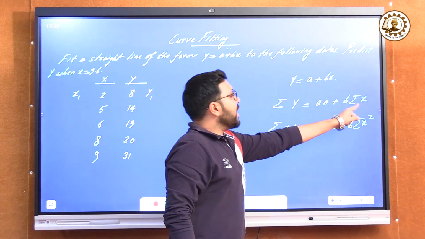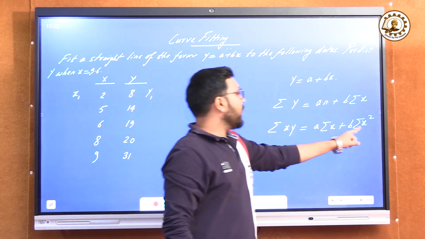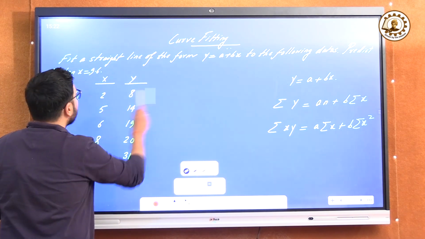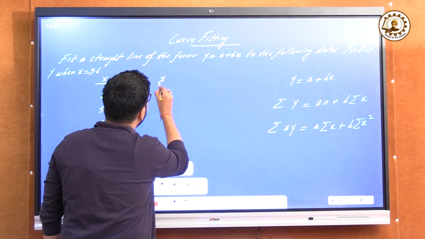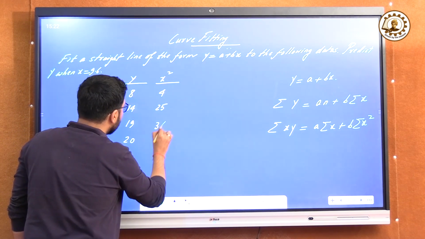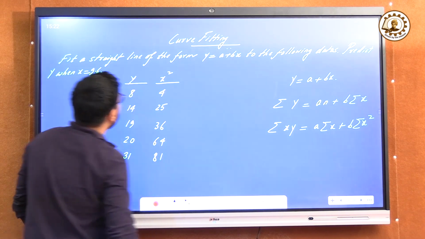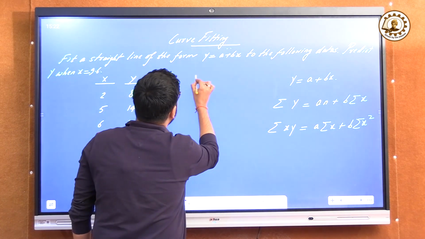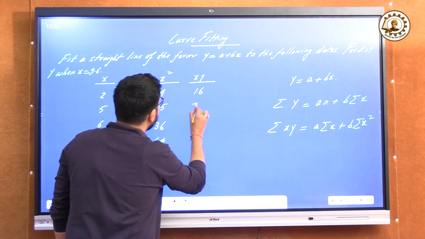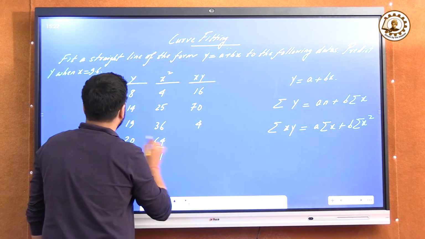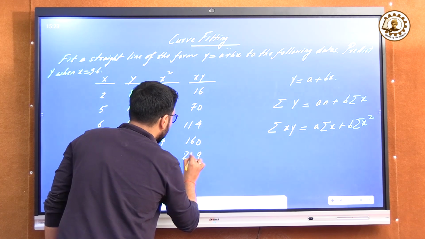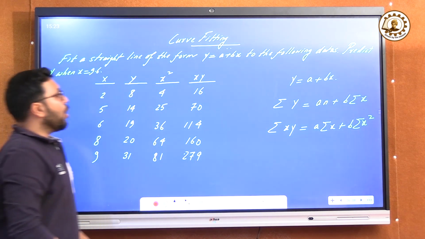Now, as you can see here, you need the value of summation x, summation y, summation x square and summation xy. Accordingly, we have to compute this table. So let's start. First I am calculating x square. 2 square is 4, then 25, then 36, 64 and 81. Then the value of xy. Let's have a look. x into y: the first value is 16, the second one is 17, 114, 160, 279. So mostly all the values are known to us.